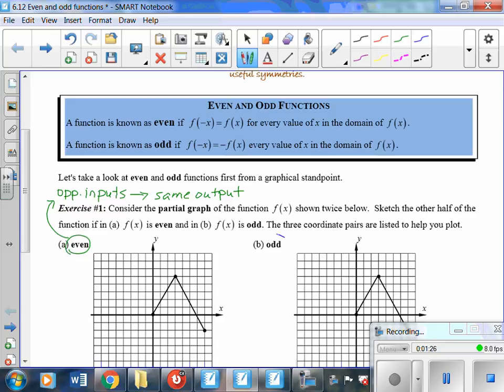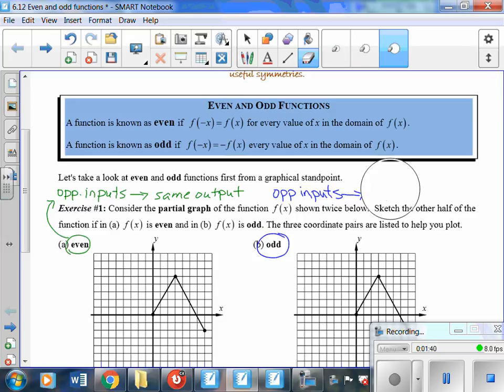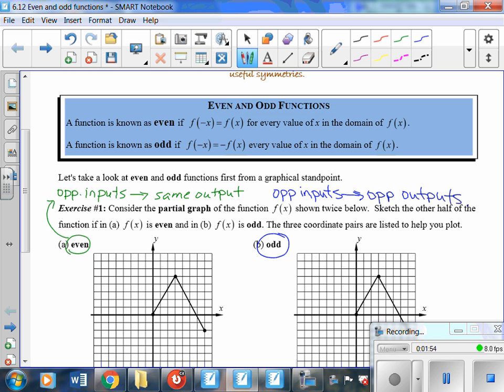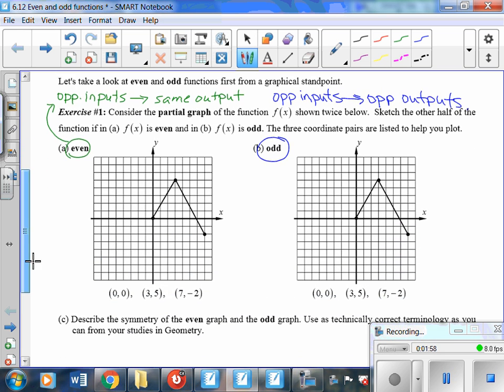And for our odd function over here, we're going to say opposite inputs yield opposite outputs. Instead of saying different, it was the opposite, and we kind of like that better. We'll see what we're talking about in just a second. Whenever we're talking about even and odd, I write that down, and you need to carry this with you. This has to be put in that memory bank of yours.